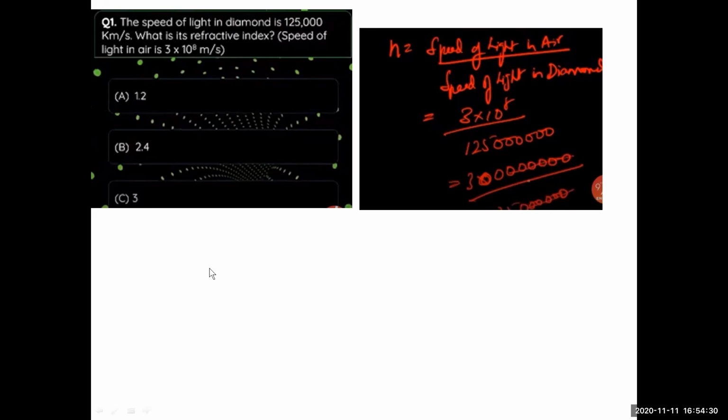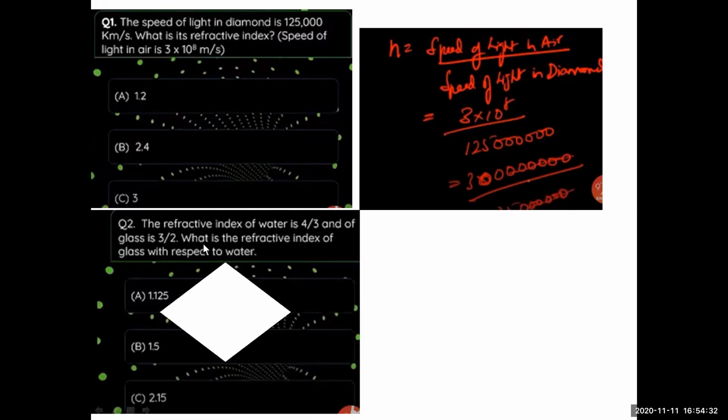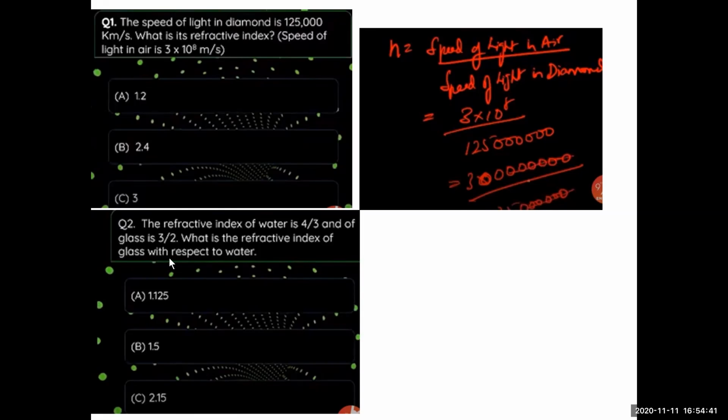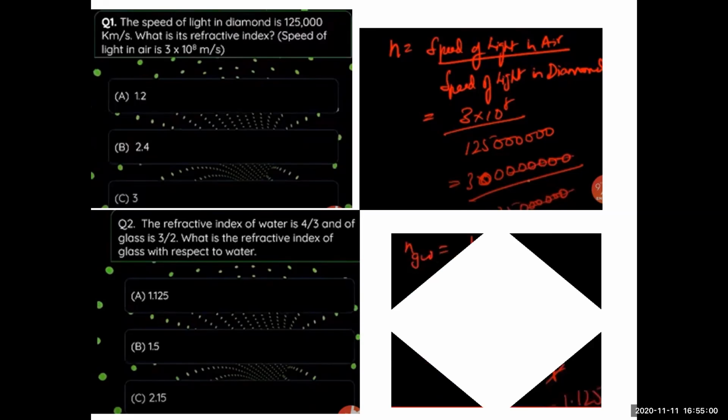Next, coming to another question: the refractive index of water is given as 4/3 and the refractive index of glass is 3/2. What is the refractive index of glass with respect to water? Now, this is given with respect to air. We have to calculate the refractive index of glass with respect to water, comparing between the two media. So this is the relative refractive index, isn't it, students? What is the formula for the relative refractive index?